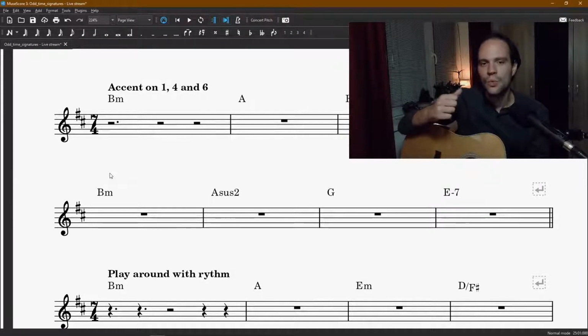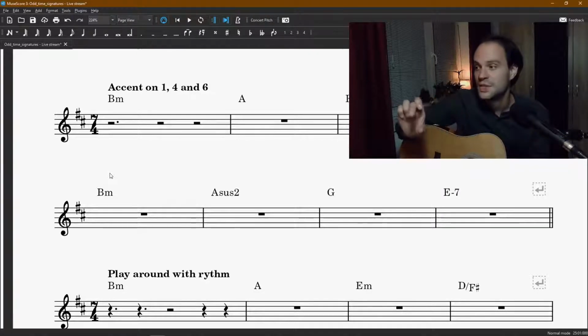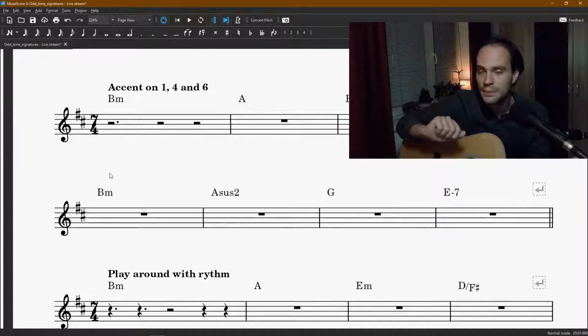That would be 1 2 4 5. So that 4 has more emphasis than the 5 and the 6, or the 2 and the 3, as you might have noticed. But the 1 is the strongest. So with 3/4, only on the 1 you have a heavy moment, the most accentuated moment.